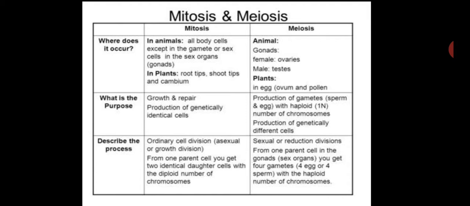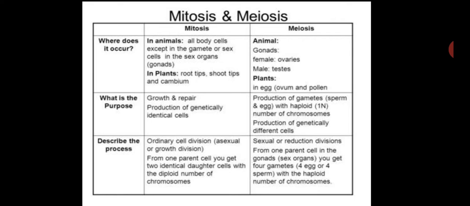Okay, let us see some other differences. Where does it occur? Mitosis occurs in animals in all body cells except the gamete or sex cells in the sex organs, which are known as gonads. In plants, it occurs in all vegetative cells, except the sexual cells, the megaspore and microspore mother cells.